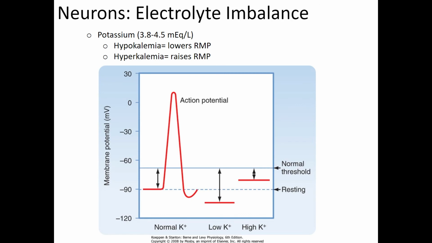Now let's look at potassium. We can have high levels of potassium in the blood, referred to as hyperkalemia, and this raises resting membrane potential. We can also have low levels of potassium in the blood, referred to as hypokalemia, and it results in lowering resting membrane potential. Don't forget that the distance between resting membrane potential and threshold determines the amount of stimulation needed for an action potential to be triggered. So, hypokalemia increases the distance and makes it harder for neurons to fire, while hyperkalemia decreases the distance and makes it more likely for neurons to send signals and action potentials.